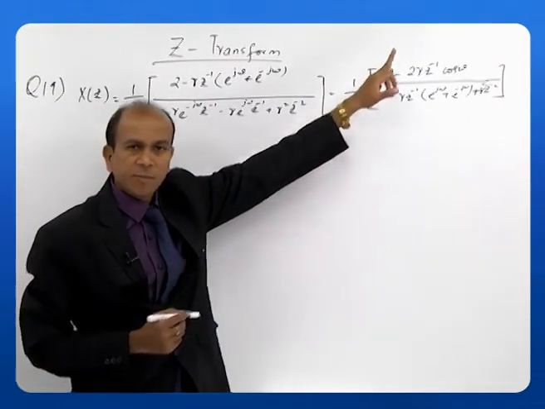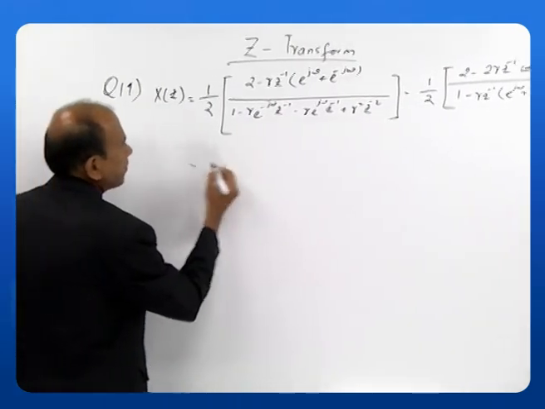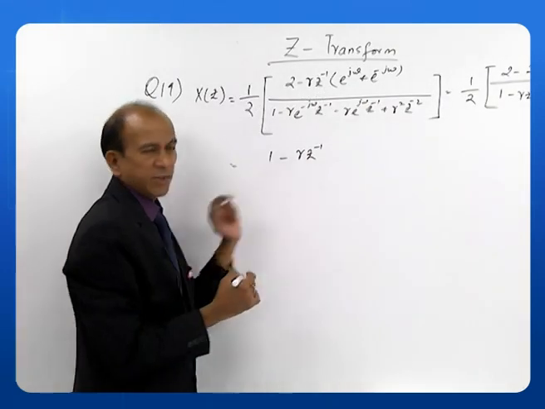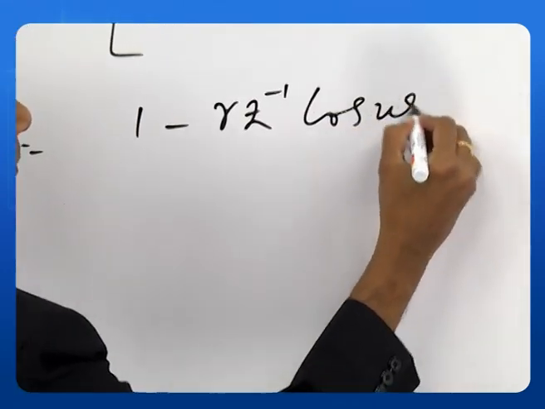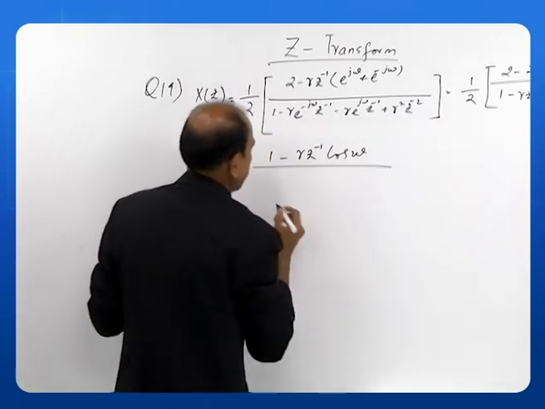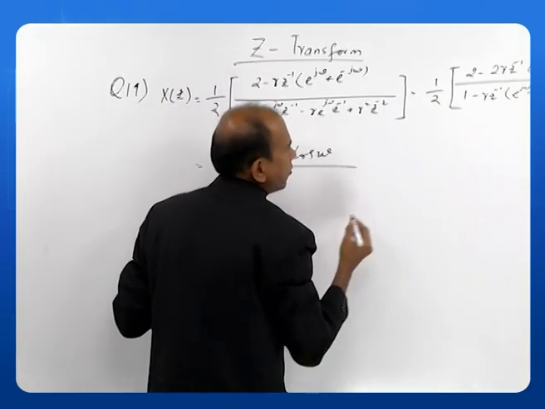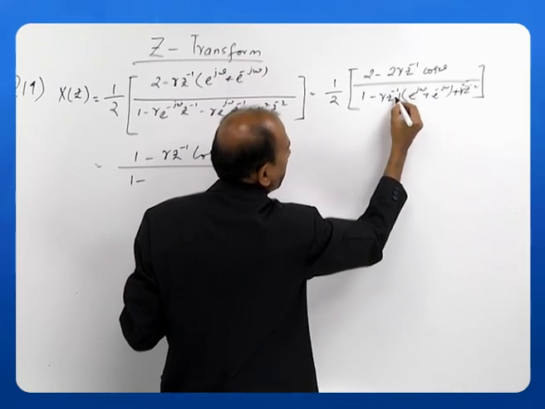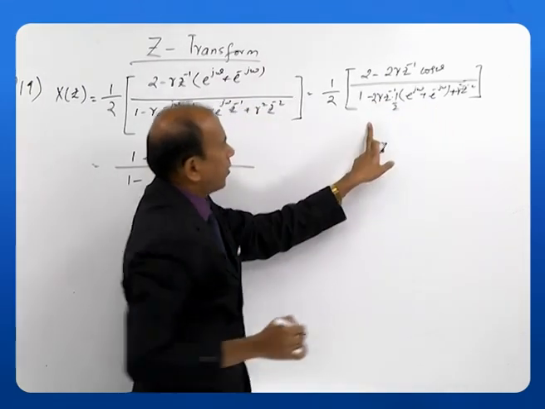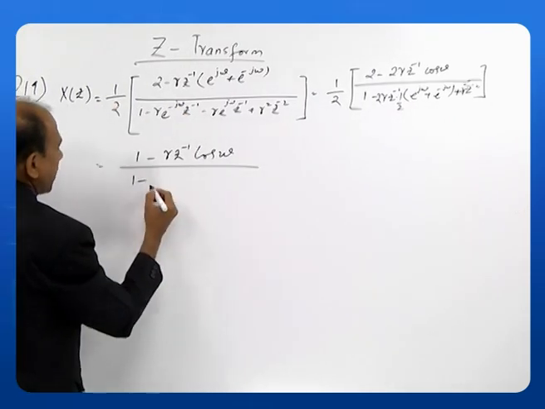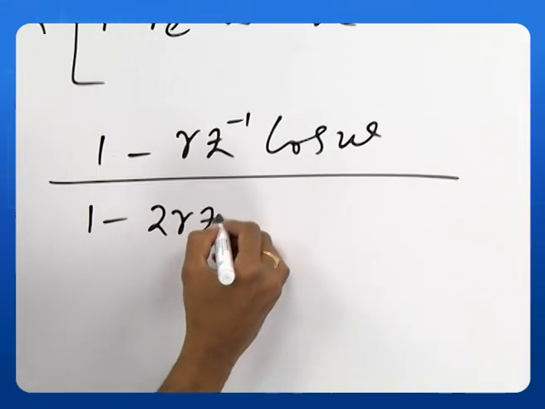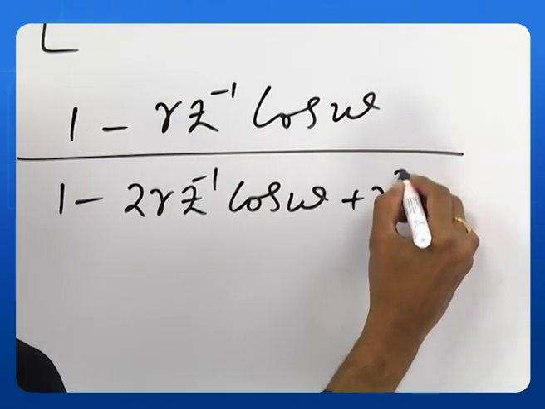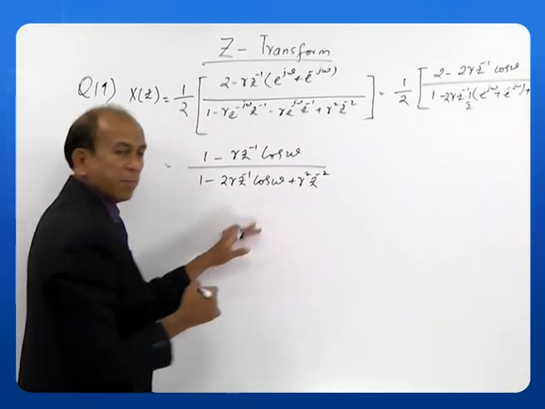Now let us divide this by 2 here. So then numerator will become 1 minus r z^-1 cos omega, and this I can write as 1 minus, here I will divide by 2, so this will become cos, then I will multiply it by 2 here. Okay, so this will become 1 minus 2r z^-1 cos omega plus r square z^-2.